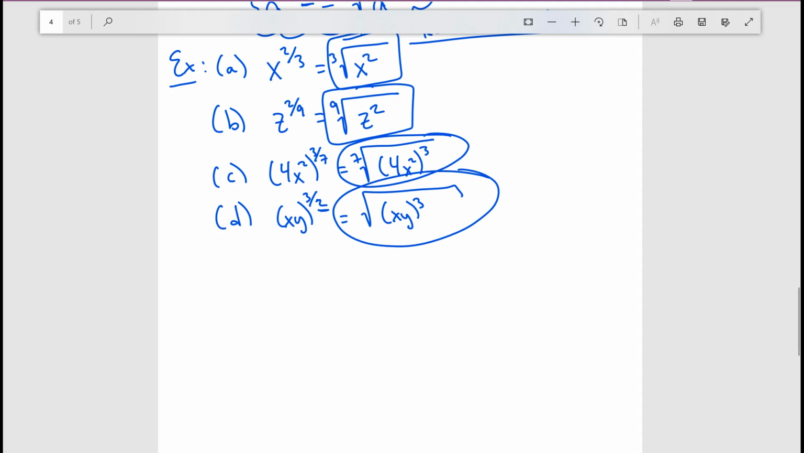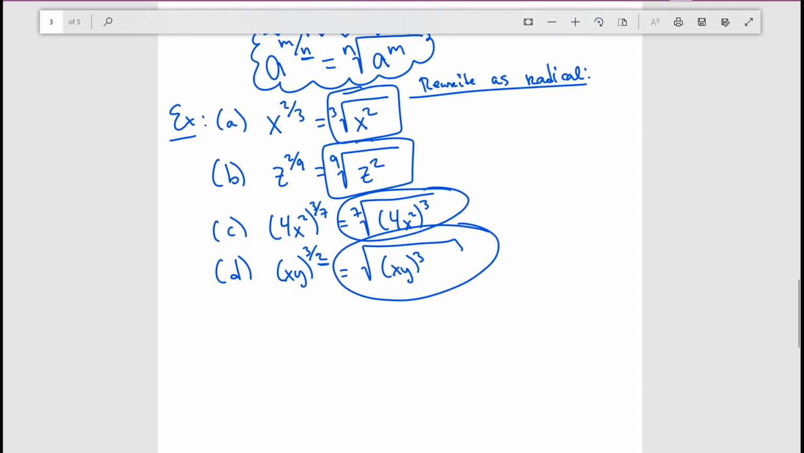So in the next video, we're going to do a whole bunch of problems where we're combining stuff. And then we are going to add, subtract, multiply, and divide.